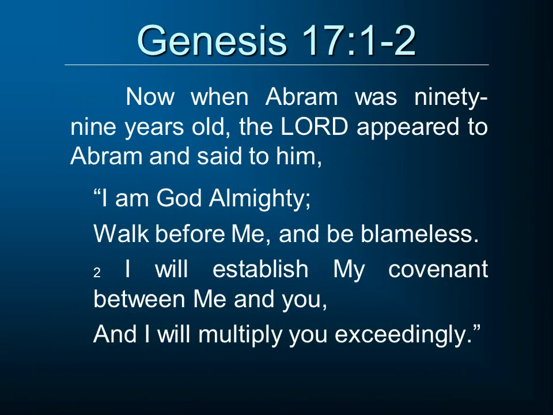Genesis chapter 17, verse 1 then. Now when Abram was 99 years old, the Lord appeared to Abram and said, I am God Almighty. Walk before me and be blameless. I will establish my covenant between me and you, and I will multiply you exceedingly. Now sometimes we say that there's no conditions of the Abrahamic covenant. And I suppose in a sense that's true, but notice it's prefaced with the command, walk before me and be blameless. That's actually part of the covenant relationship.